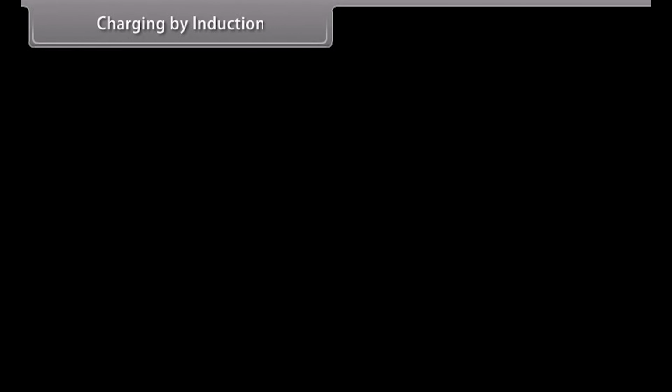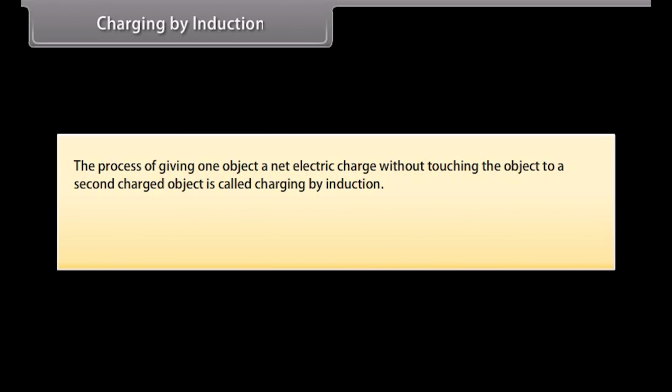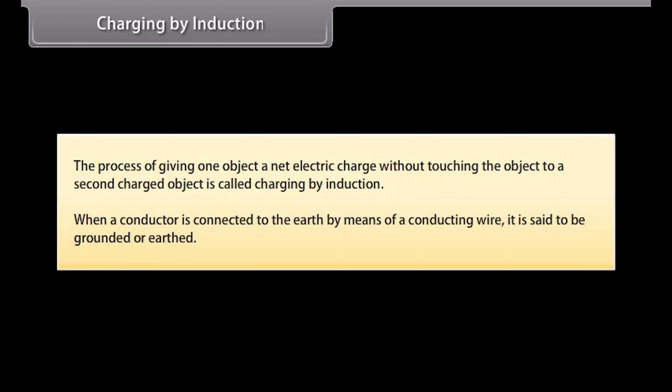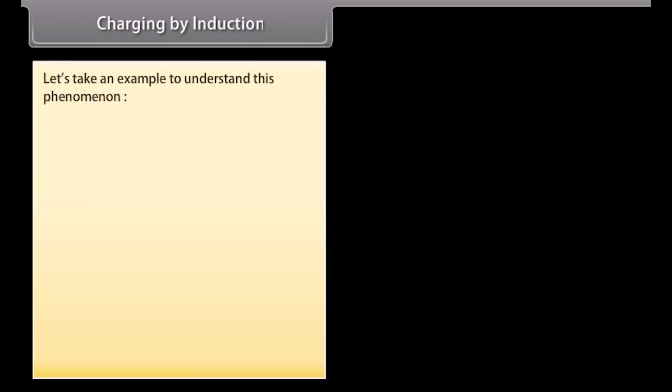Charging by induction. The process of giving one object a net electric charge without touching the object to a second charged object is called charging by induction. When a conductor is connected to the earth by means of a conducting wire, it is said to be grounded or earthed. Let's take an example to understand this phenomenon.